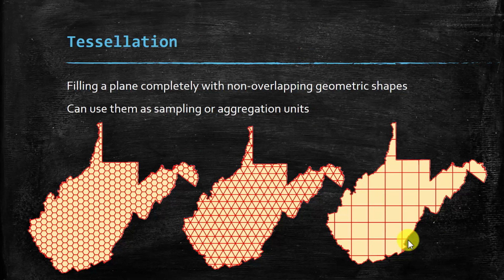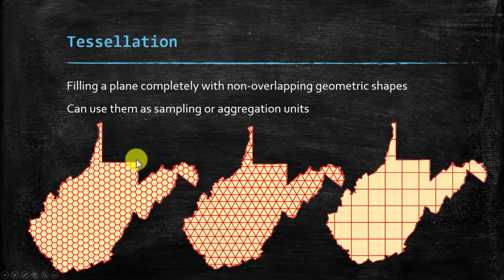Here's an example of a tessellation. A tessellation basically takes a geographic extent and breaks it into homogeneous areas of the same shape and size. Generally, this has to be done with features that can be combined in such a way that they can fill an extent without any overlap. So here are some examples in West Virginia. Here we have hexagons. That's a very common tessellation technique. Here we have triangles, and here we have squares of variable sizes.